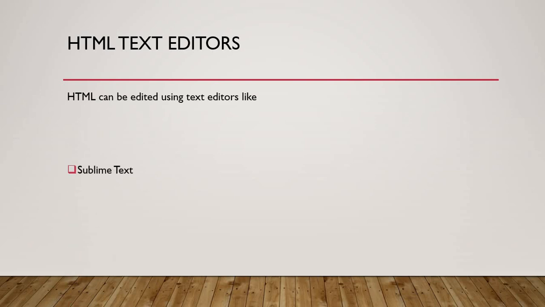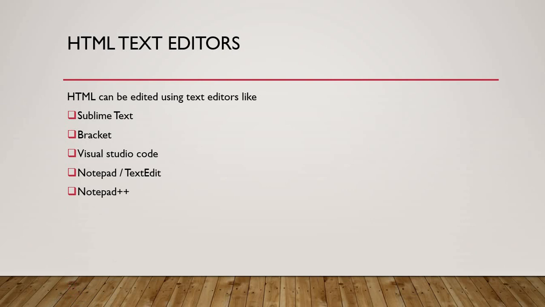When we talk of a text editor, what is a text editor? A text editor is an editing tool that makes it possible for us to write an HTML document. HTML can be edited by using professional HTML editors like Sublime Text, Brackets, Visual Studio Code, Notepad or TextEdit, Notepad++, Atom, etc. But as a beginner of HTML, I would recommend Notepad++. It is free to download and install, and it is also easy to use.